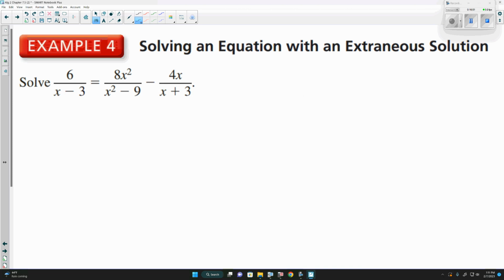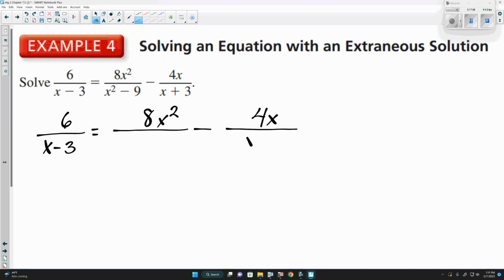Now, before we look at those extraneous solutions, it is going to be helpful to have all the denominators factored completely so that we can see what values of x we cannot have. Now, the x minus 3 under the 6 and the x plus 3 under the 4x, those are as simplified as it gets. The one that we do need to factor is the x squared minus 9. Yes, it would be x plus 3 times x minus 3. It's our difference of perfect squares.